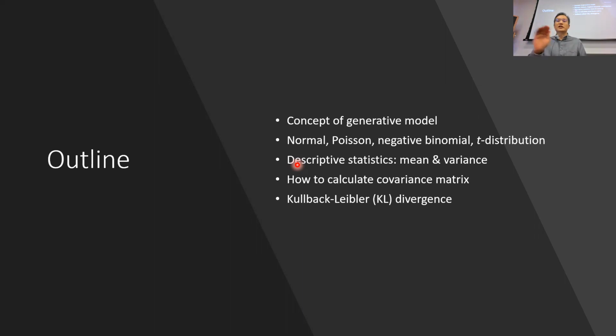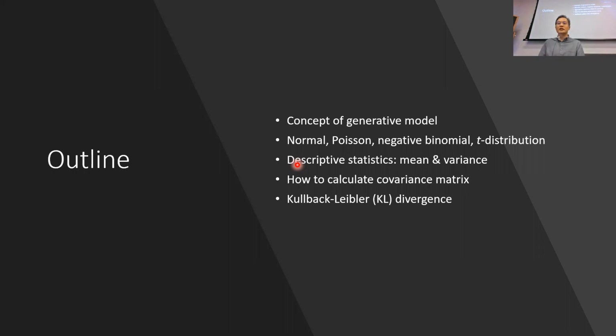And then we will mention some commonly used distributions. We will talk about the normal distribution, Poisson, the negative binomial, and the T distribution, because we are going to use this concept in, for example, the t-SNE plot. You have to know the difference between the normal distribution and the T distribution, and then you will appreciate why people want to use the T distribution to generate their data points at the end.